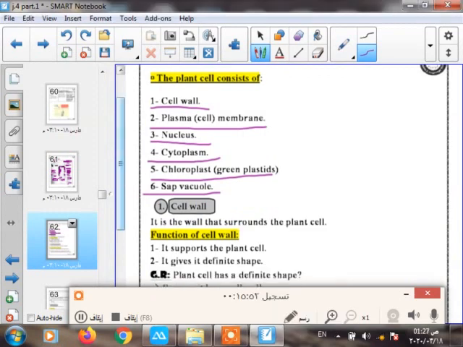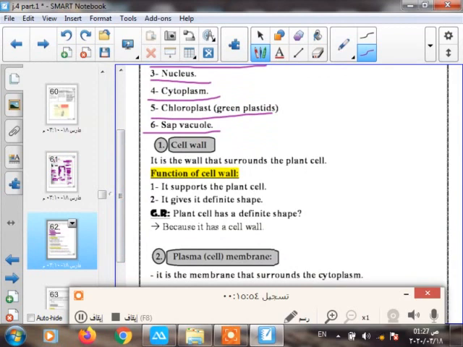The cell wall is a wall that surrounds the plant, supports the plant and gives it a definite shape. When I ask you to give a reason: the plant cell has definite shape due to the presence of the cell wall.